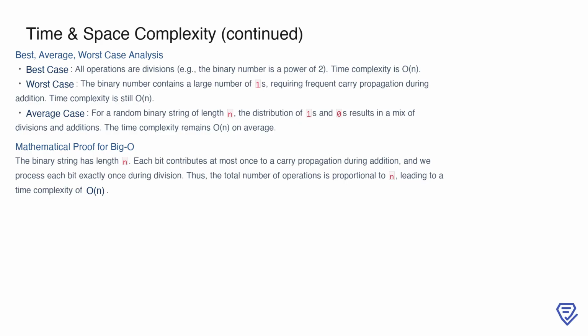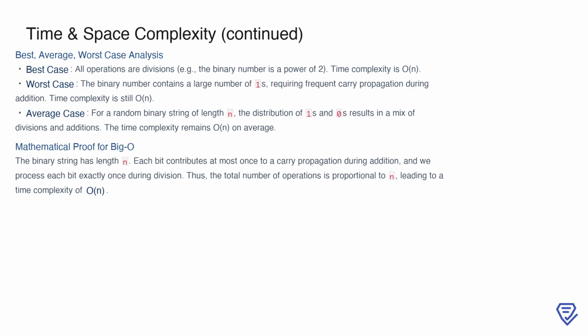Finally, let's analyze the algorithm across best, average, and worst case scenarios. In the best case, the binary number is a power of 2, meaning all operations are simple divisions by 2. Since each division takes constant time, the overall time complexity remains O(n). In the worst case, the binary number contains many ones, leading to frequent carry propagations during addition. Even in this scenario, each bit contributes to the propagation only once, so the time complexity is still O(n). For the average case, a random binary string of length n will have a mix of zeros and ones, resulting in a combination of divisions and additions.